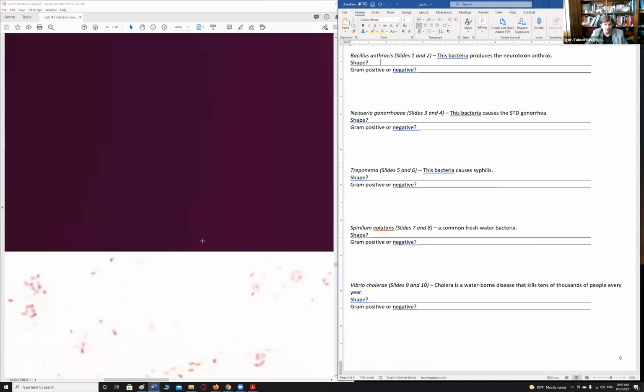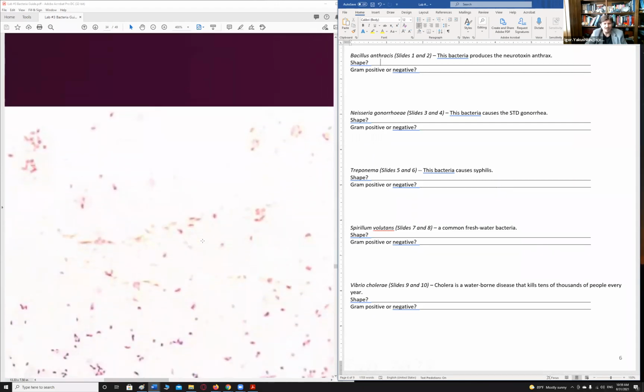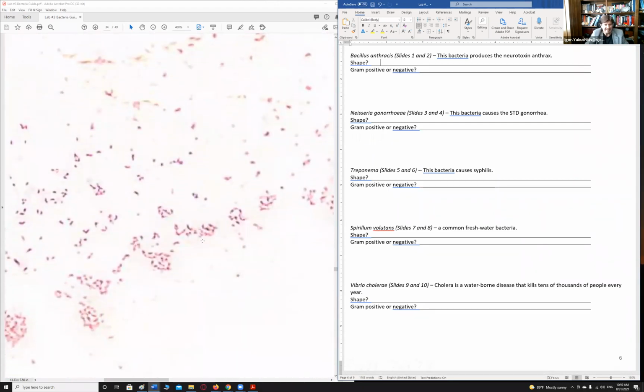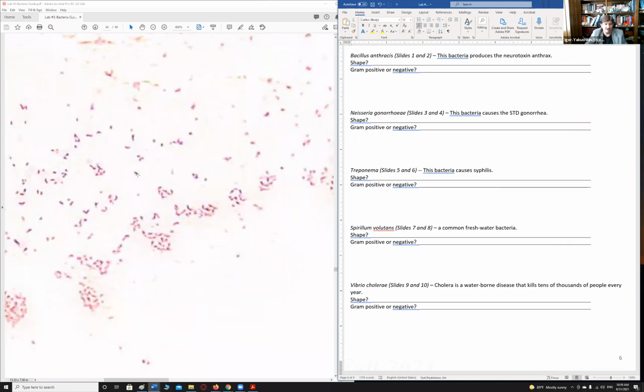Finally, Vibrio cholerae. Those ones are kind of hard to see because they're tiny, but you can kind of see small comma shapes right there. They're not really rods, they're curved rods, and that would be a Vibrio, which is what the name suggests, right? And it's a gram-negative bacteria. All right.